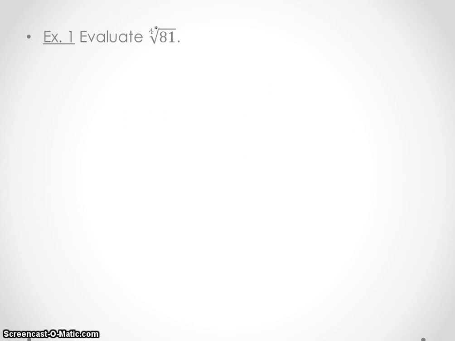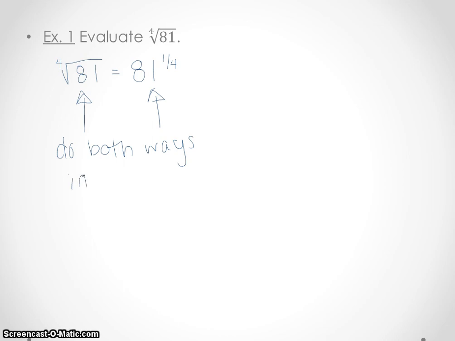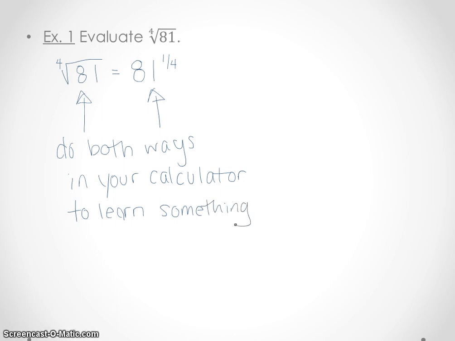Okay, example 1 simply says evaluate the fourth root of 81. So we're going to do the fourth root of 81. Now this is pretty easy. You could, if you wanted to, change this to power notation. It'd be 81 to the 1/4 power, and then do it in your calculator. But we can actually do both of these, and I want you to do both ways in your calculator to learn something new today.